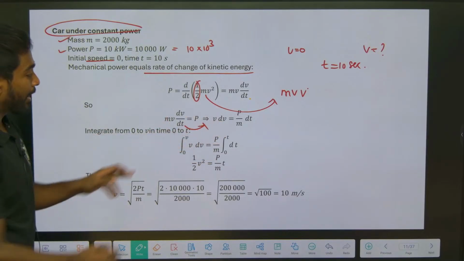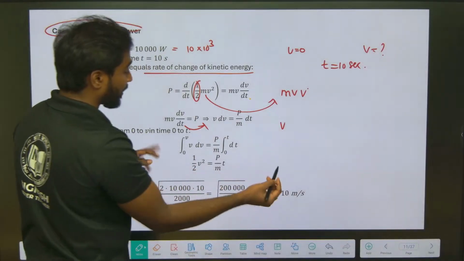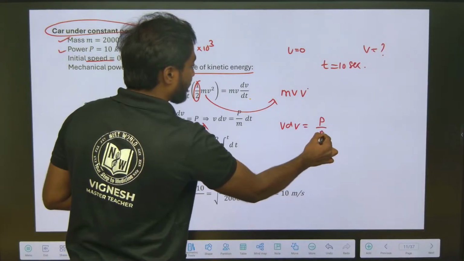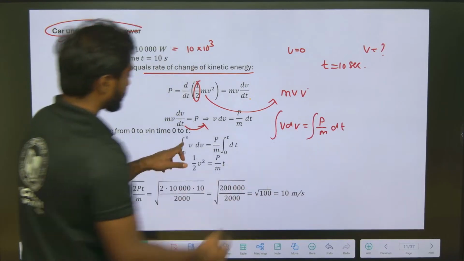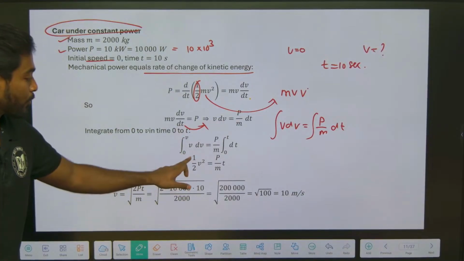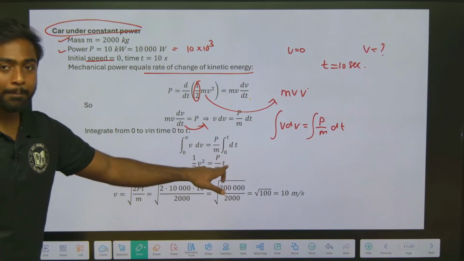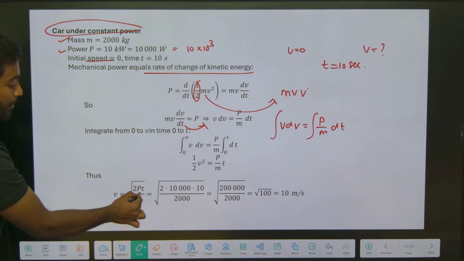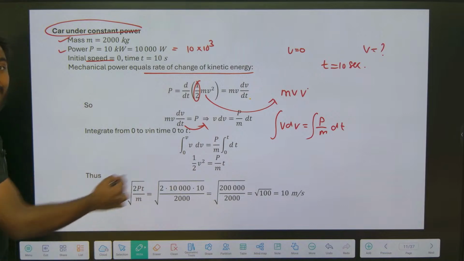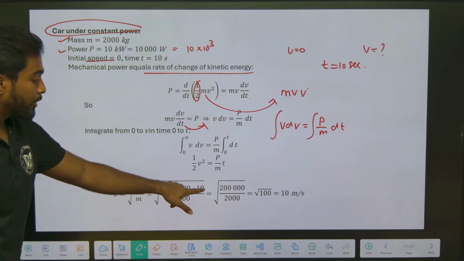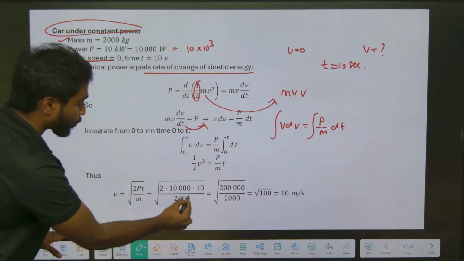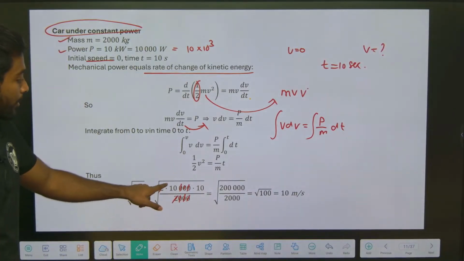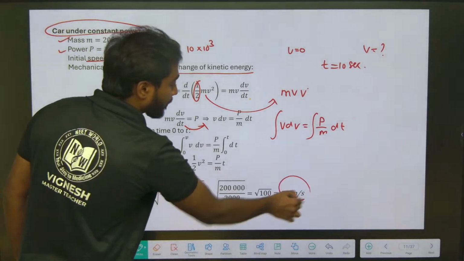So mass into velocity I will keep as it is, dt I will take one side, and m also the other side, so integration of v dv will be equal to p by m into dt. Integrate on both sides, 0 to v, 0 to t. So v square by 2 will be equal to p by m into t. So velocity is under root 2pt by m. So 2 into 10,000 into 10 divided by 2000. How many zeros will get cancelled? 1, 2, 3, 1, 2, 3, and this 1 and this 1. So this will be 100, which is nothing but 10 meter per second.